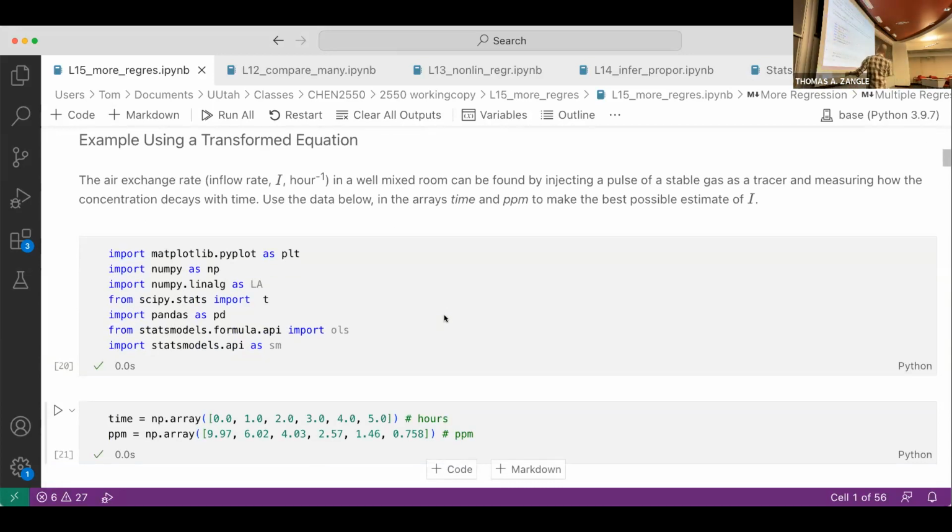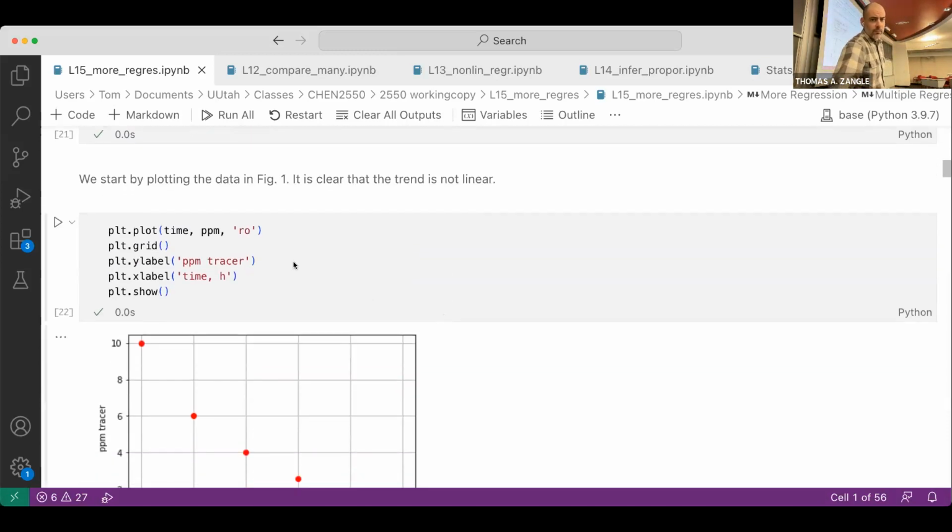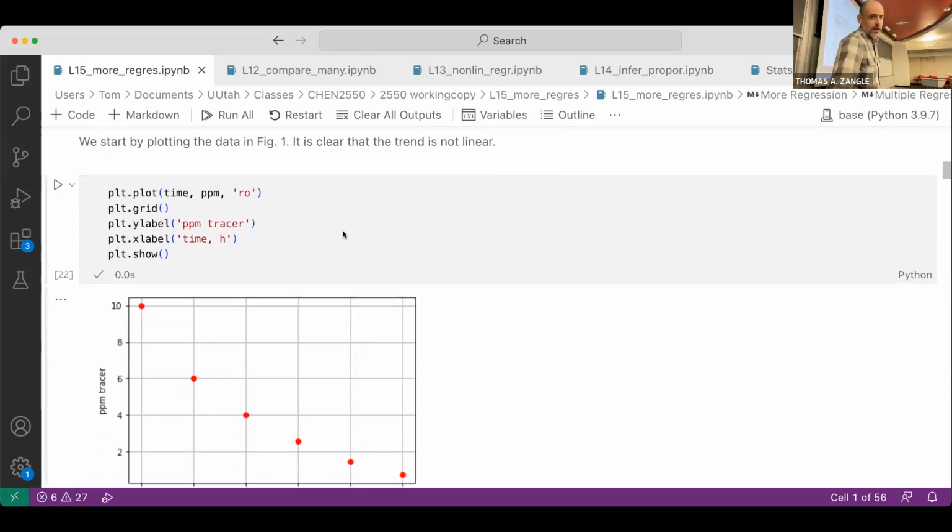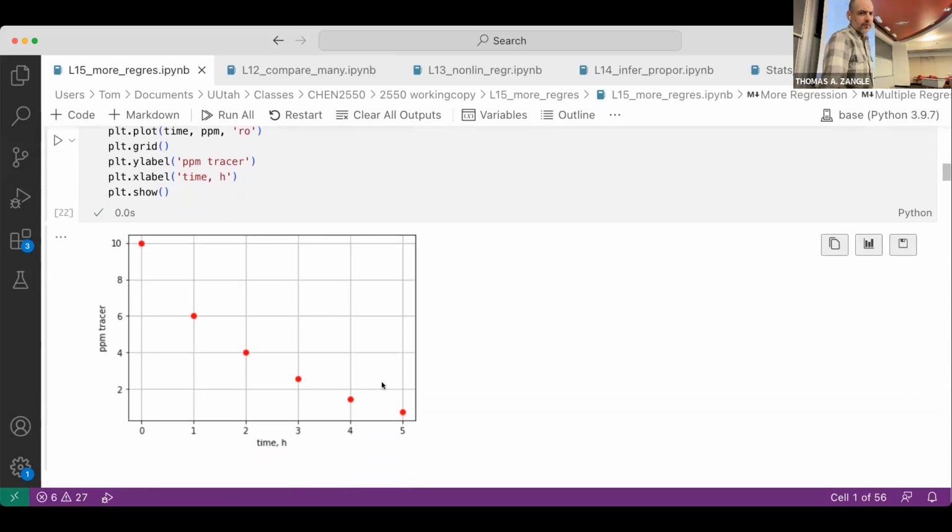So here's an example. Say that the air exchange rate in a well-mixed room can be found by injecting a pulse of stable gas as a tracer and measuring how the concentration decays with time. We have our data here showing, as a function of time, our measurement of concentration of the gas in ppm. First we will plot this data. If we look at a plot of ppm, or concentration of our tracer, as a function of time, we see this kind of curved line.